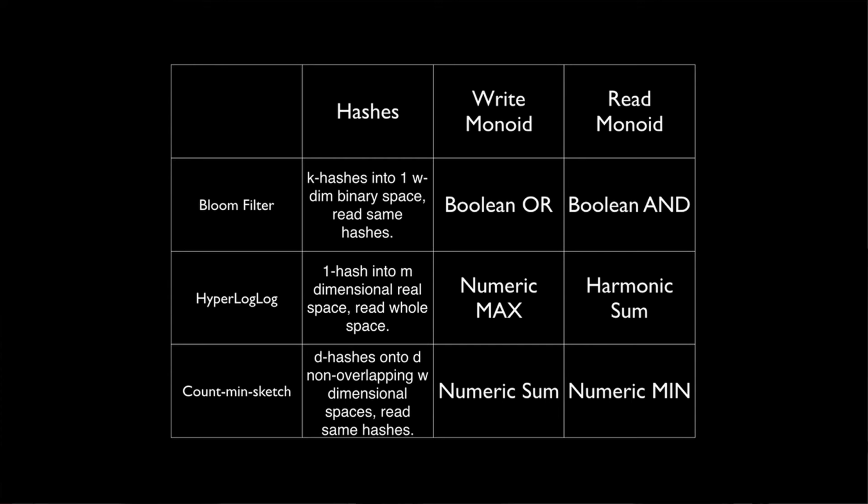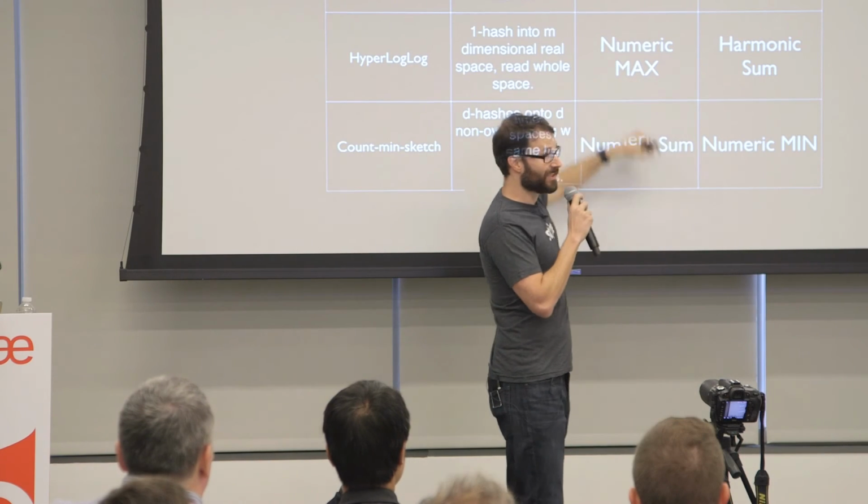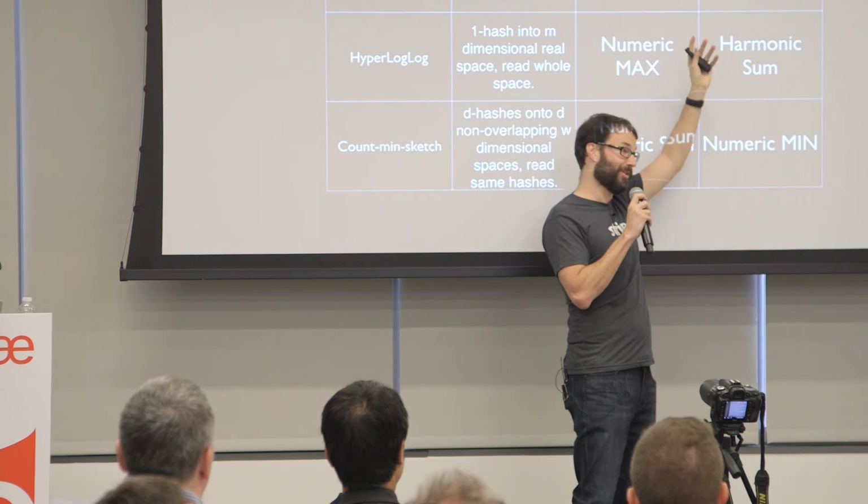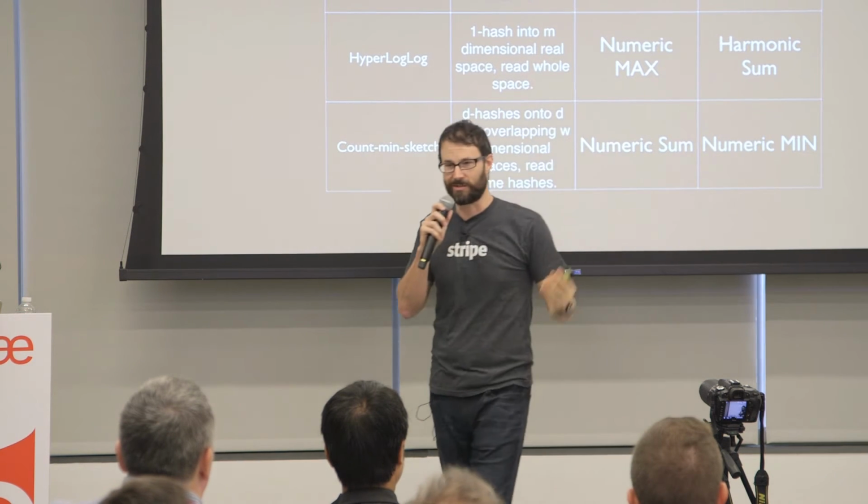That's pretty cool, and the way that works is by basically doing a product using a max. Like we saw in Bloom filter, you do a product of ORs. HyperLogLog winds up being a product of maxes, and you read from it using another monoid, which is a weird curiosity, this harmonic sum, which turns out to be a monoid.